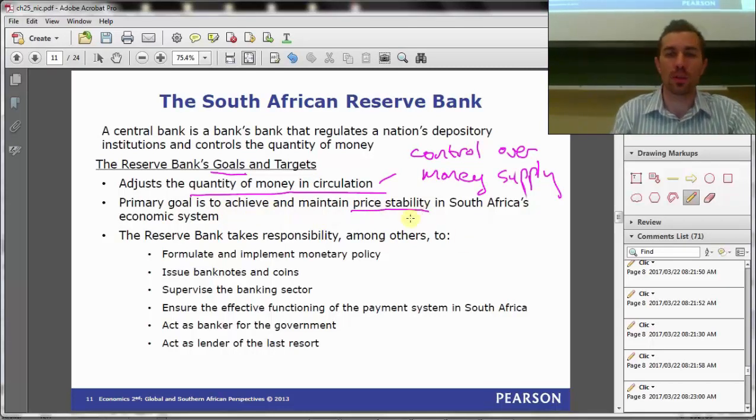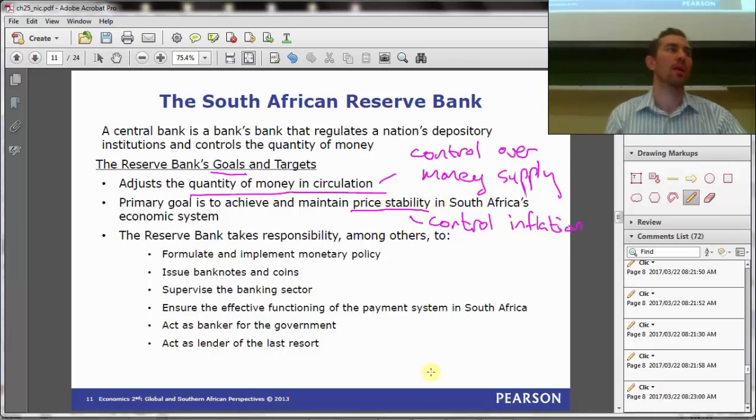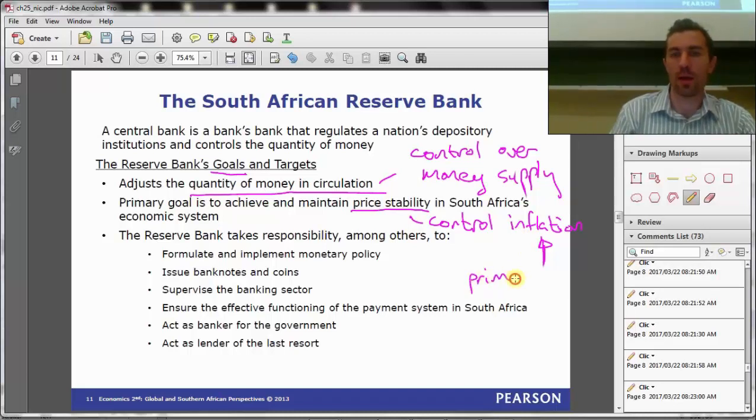In the South African context, we refer to controlling inflation. If you can control inflation, then you achieve price stability. The South African Reserve Bank does that by manipulating the money supply. By adjusting the amount of money in circulation, you hope to control the level of inflation in the economy. So that's its primary mandate. Okay, so let me write that somewhere. Controlling inflation, call that the primary mandate of the Reserve Bank.